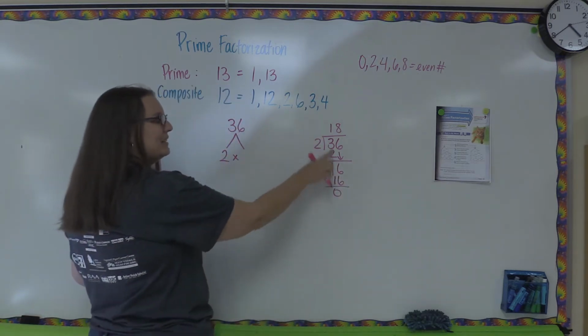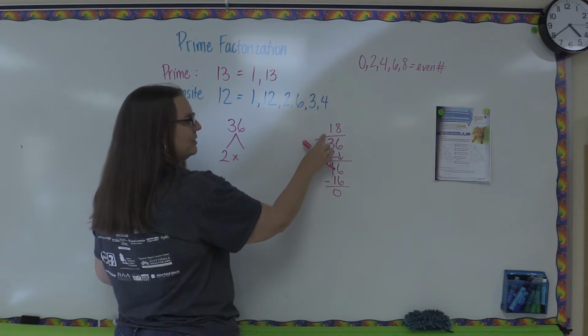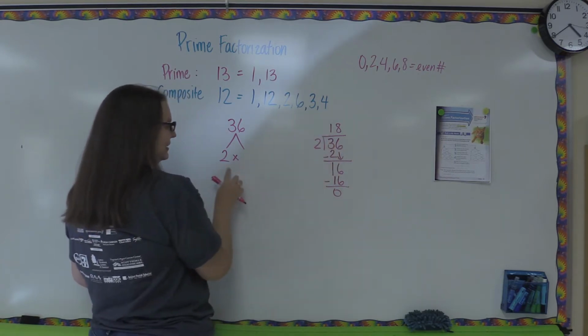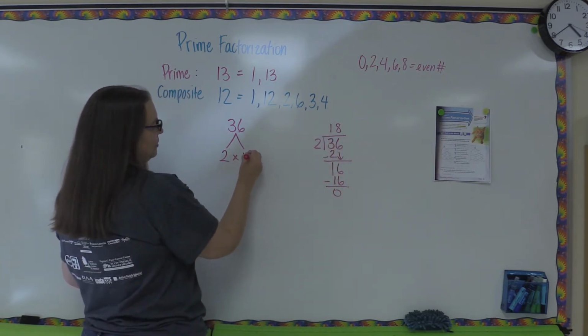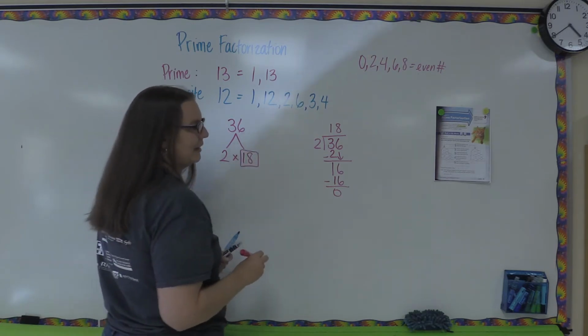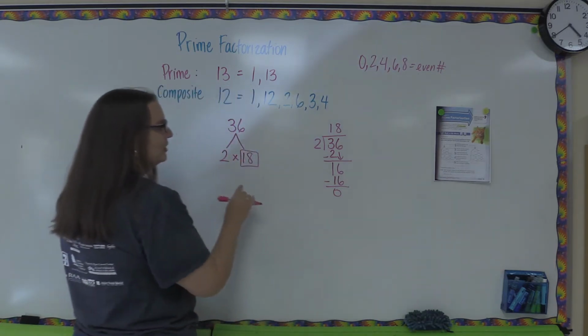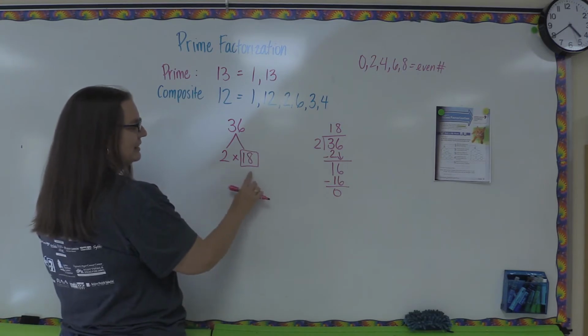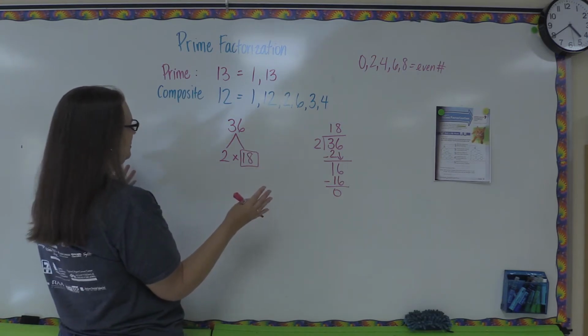So we can see, based on this problem, that 2 times 18 is 36. So we're going to put our 18 over here, and you guys actually have a box right there, like that, okay? Now, we're going to be looking at this next level and trying to decide what else we can do.